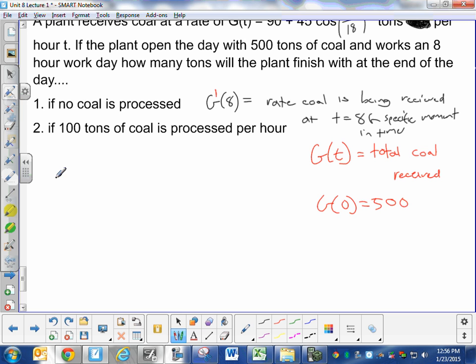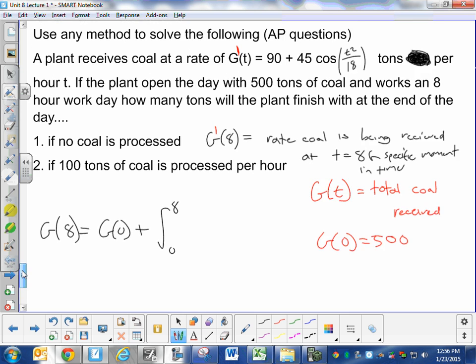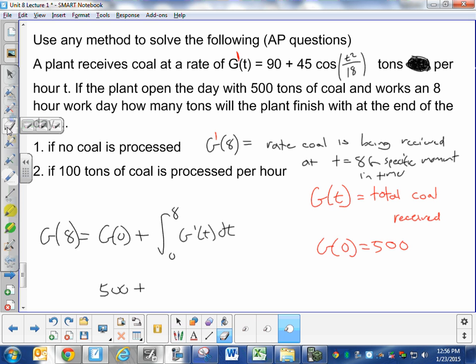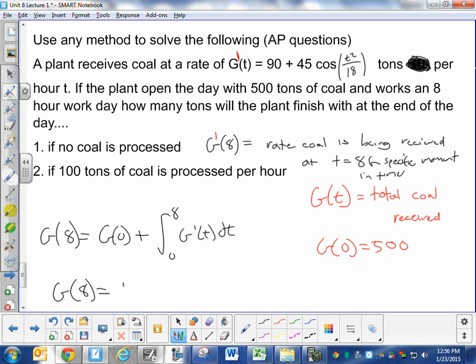What do we get? 13 something? 13.25. Good. This is just G of 8 is equal to G of 0 plus the area from 0 to 8 under what we consider G prime. So this is 500 plus whatever it is, and you get 1325.55.